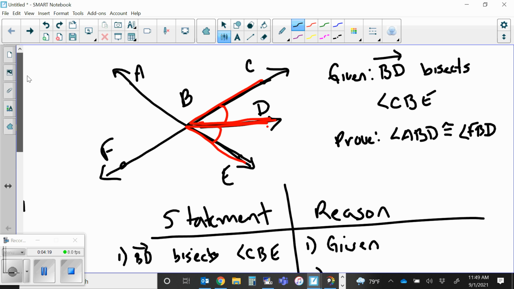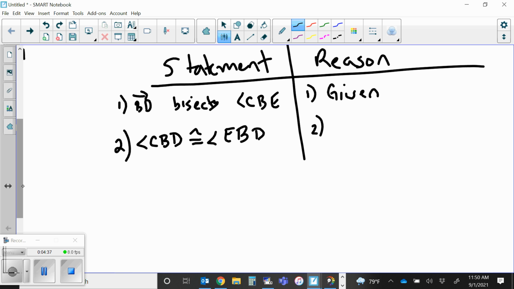Doesn't matter. Why doesn't it matter? Because what did we say? You can name this angle the same, DBE or EBD. That's something we need to make sure we know. Does that make sense? What's the reason for that? Why can we state that to be true? Definition of a bisector. I think we had this down yesterday, right? Good.